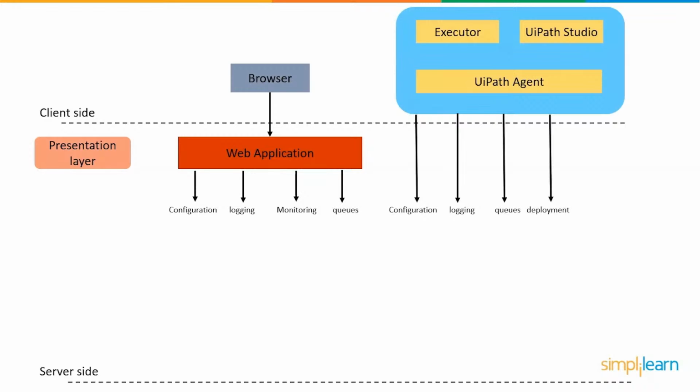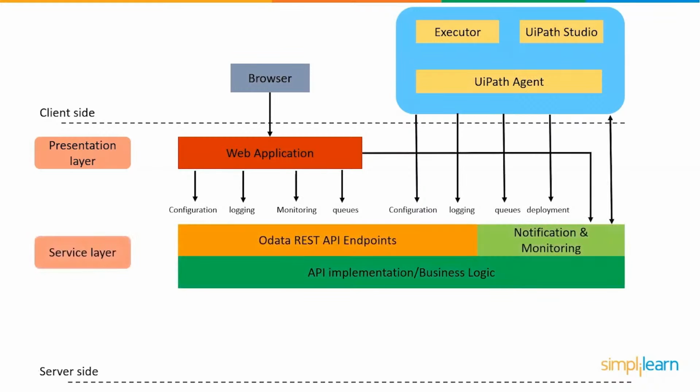For example, a user or a developer may use these components to design and create different tasks that can be automated. Computer robots are commonly used to complete these tasks. The client layer is another name for the presentation layer. Let us look at the service layer, the UiPath architecture's most significant layer. The service layer shows all server information.